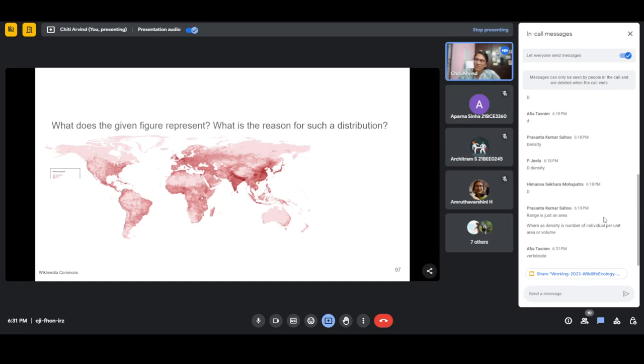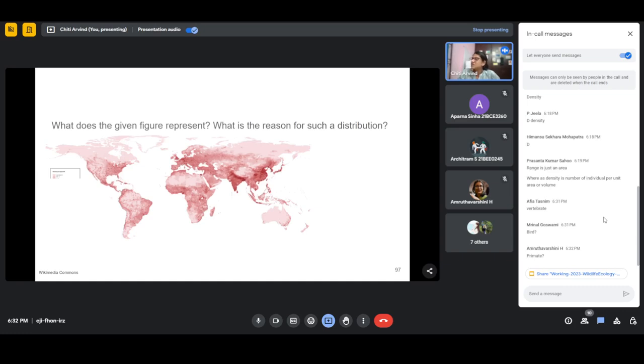Can you guess which vertebrate this is? Is it a reptile? Is it a mammal? Is it an amphibian? Is it a fish? Mammals. It's a mammal. Okay, that we have shortlisted. No, it's not a bird. Okay, so which mammal do you think is distributed like this?